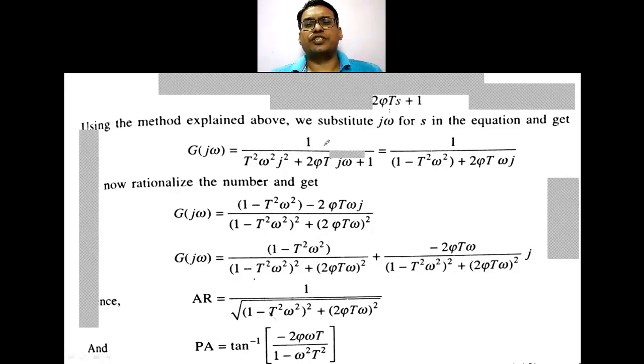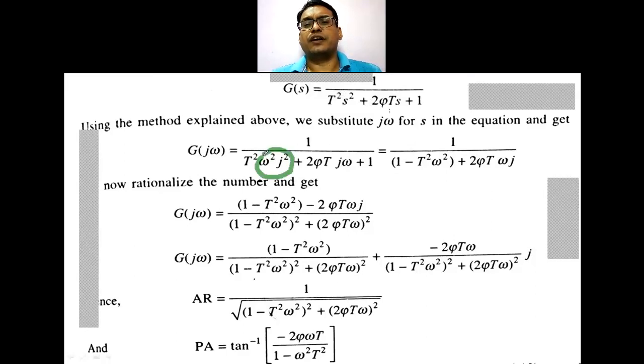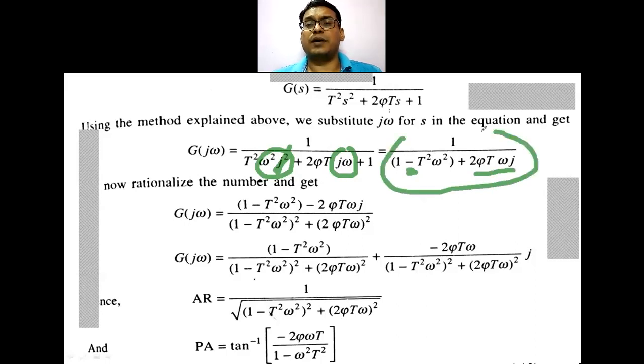So s square is equal to omega square j square, and s is equal to j omega. So you will get 1 minus tau square omega square, since j square is nothing but minus 1, so the sign of minus 1 will appear, plus 2 phi tau omega j. Now this is written in terms of a complex number.